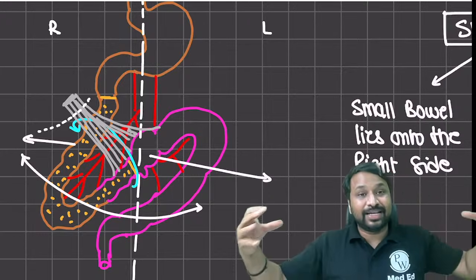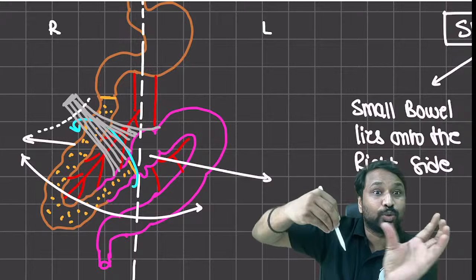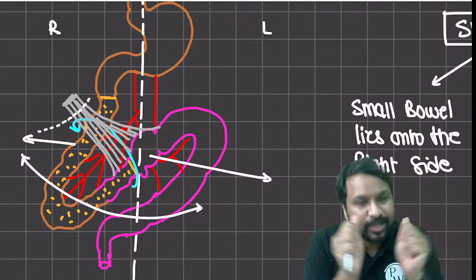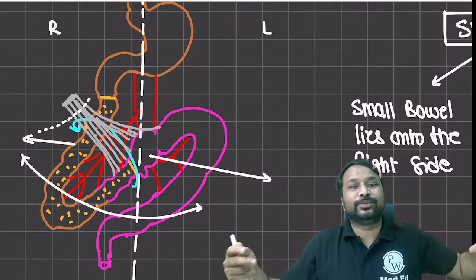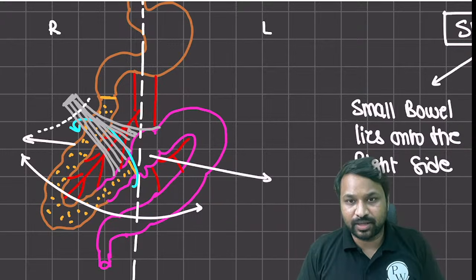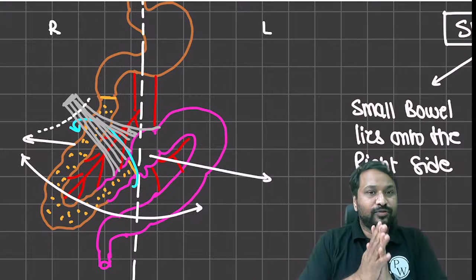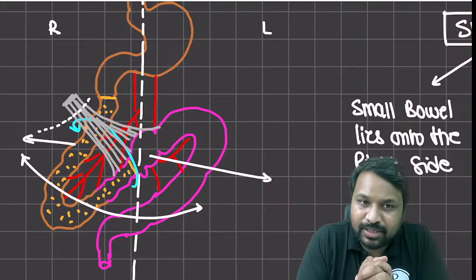And this widening will help, because if it's smaller, it's easy to twist. If it is wide, it cannot twist. So the widening has to be achieved. So you will divide the Ladd's band and release the cecal attachments so that it remains widened. Okay? So that's it and all for today with respect to intestinal malrotation.